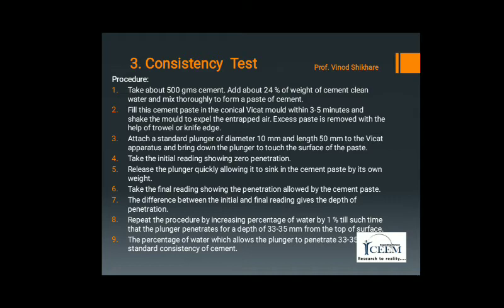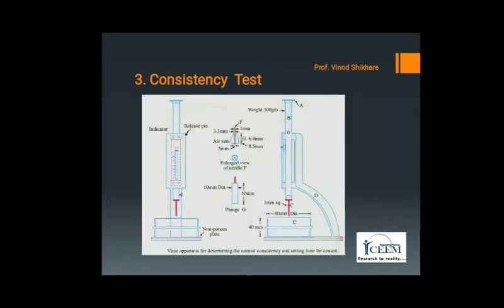Standard or normal consistency of cement paste is defined as that consistency which will permit the Vicat plunger, 10 mm diameter and 40 to 50 mm in length, to penetrate 2.5 to 7 mm from the bottom of the Vicat mold, when the cement paste is tested within 3 to 5 minutes after the cement is mixed with water. In the figure, we see the Vicat apparatus.